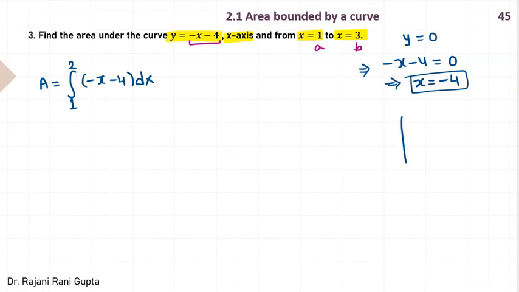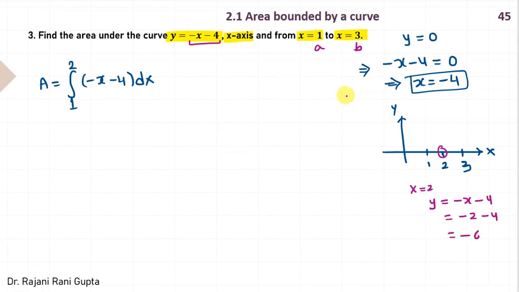Other thing that we have to do is check whether the value of the function is positive or negative in this interval. So let's take a point in between, say 1, 2, 3. Okay, say this is 2. So we check the value of the function at point 2. At x equal to 2, y, which is minus x minus 4, becomes minus 2 minus 4, that is minus 6. So it will be somewhere down. So the curve will be something like this. This is the area below x-axis. So what we have to do in this case, we have to take mod of the area.